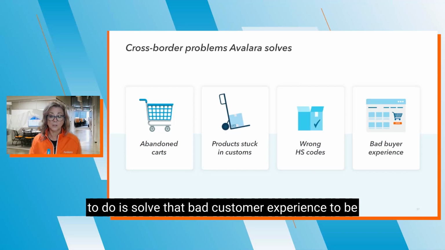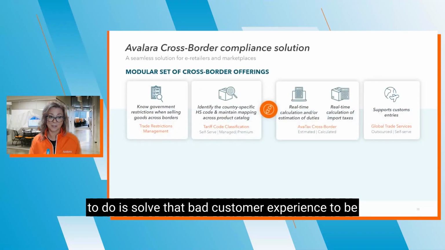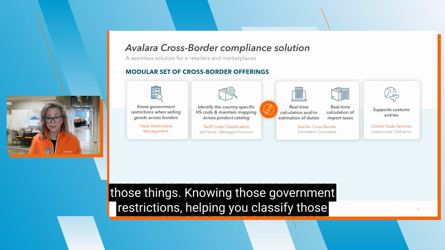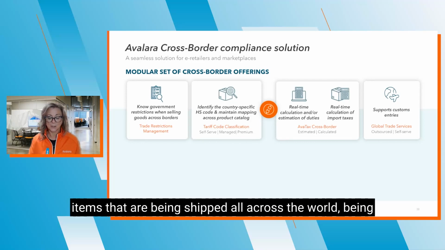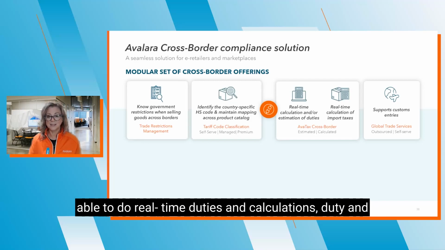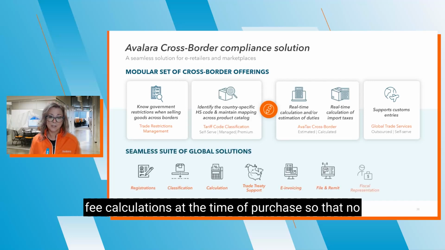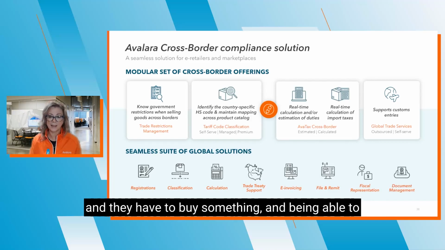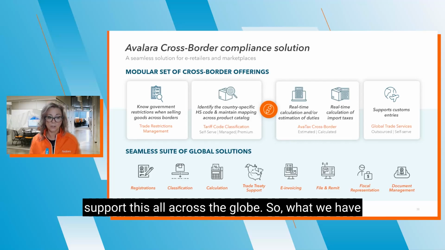So what we're trying to do is solve that bad customer experience to be able to give you an offering that covers all of those things, knowing those government restrictions, helping you classify those items that are being shipped all across the world, being able to do real-time duty and fee calculations at the time of purchase, so that no one is surprised when it shows up at their door and they have to buy something. And being able to support this all across the globe.